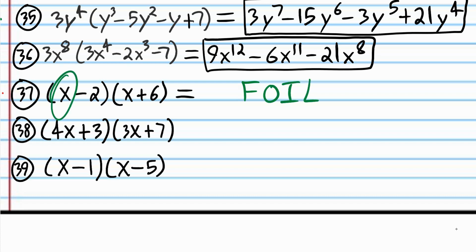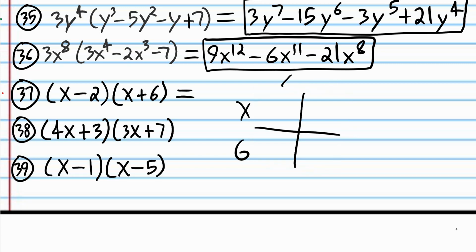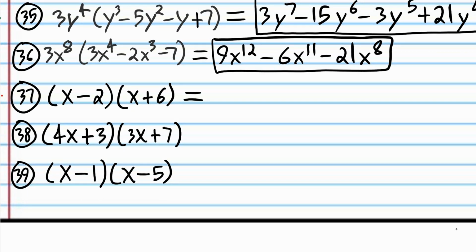You multiply the first terms, then you multiply the outside terms, then you multiply the inside terms, then you multiply the last terms. That's what FOIL stands for. Now, some students are taught this box method where you put x here and -2 here and x here and 6 here and so on and so forth, but that's not really practical to write that box out every time you do this, so we're going to use FOIL.